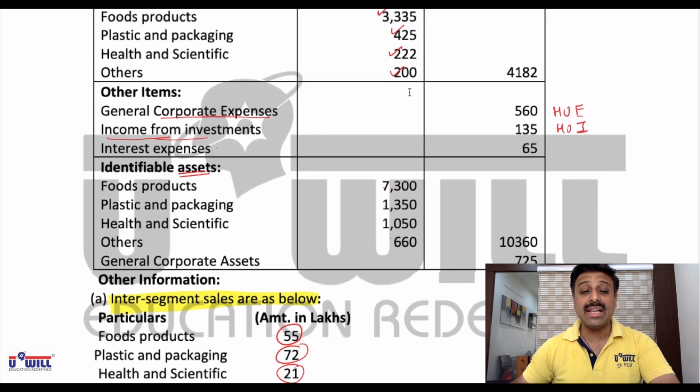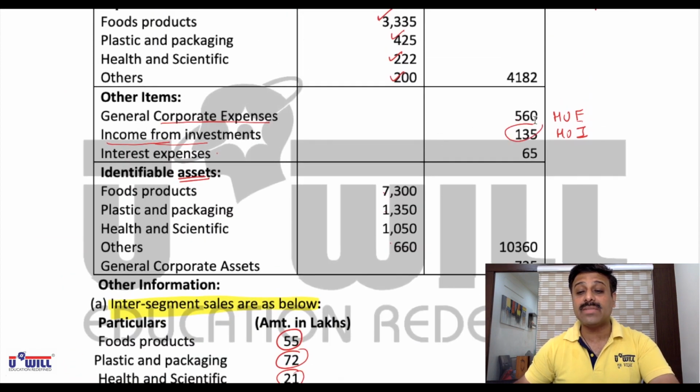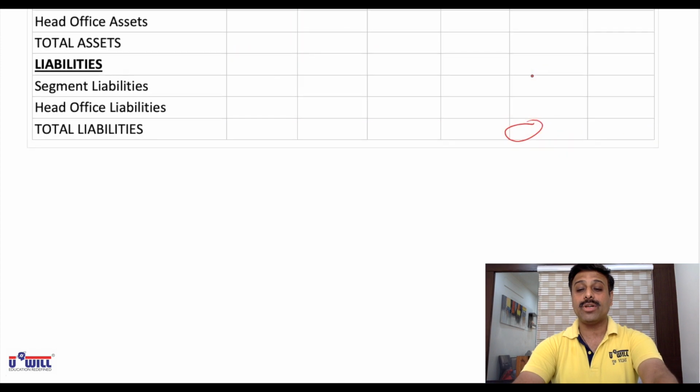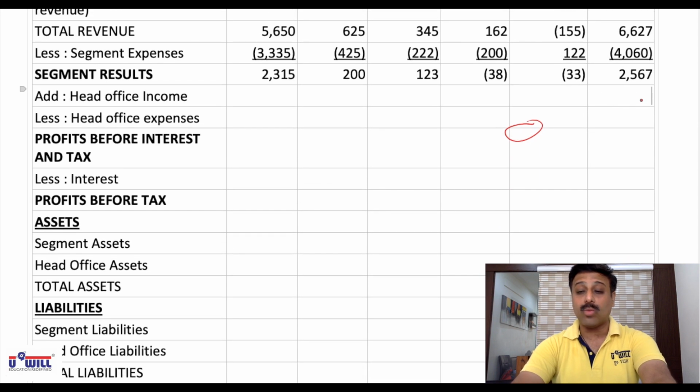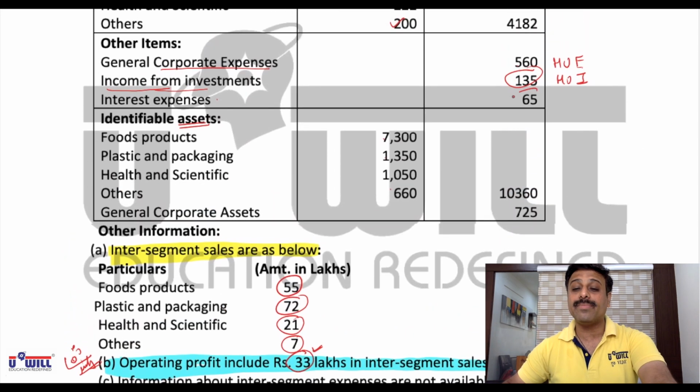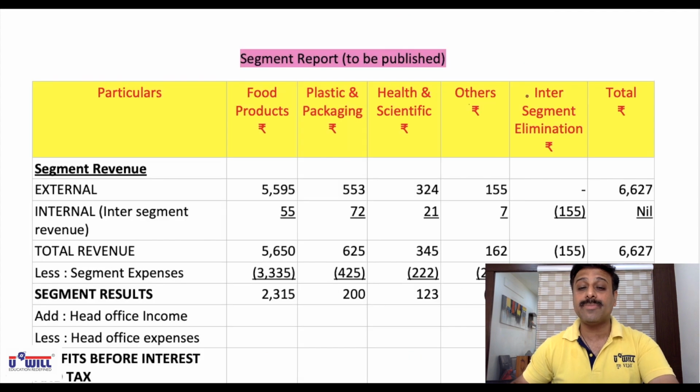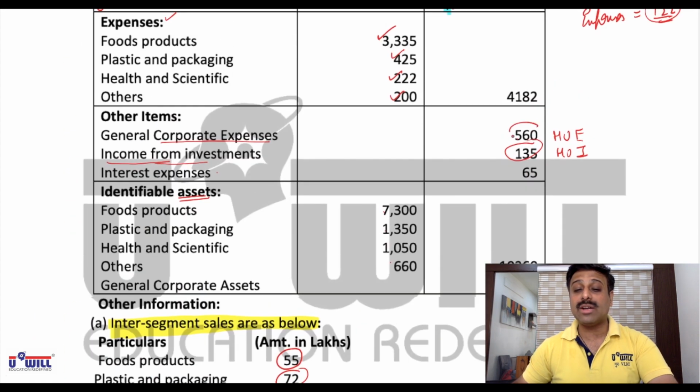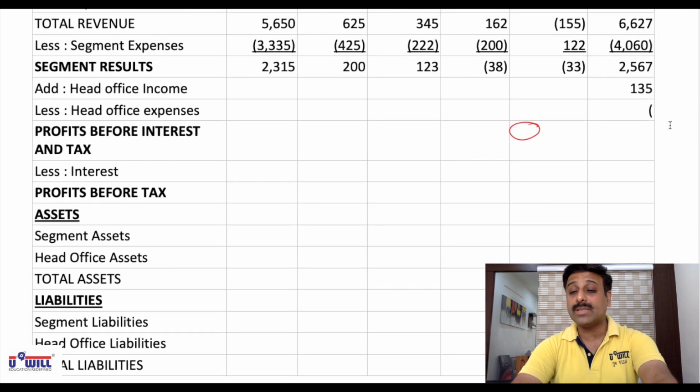Now head office income is directly given over here. Income from investments 135. Okay, so head office income in last column, 135. Then head office expenses are directly given over here, 65. Head office expenses are also, no, not 65, that is an interest expense. Head office expenses are also given, 560. So 560 we will write in head office expenses.